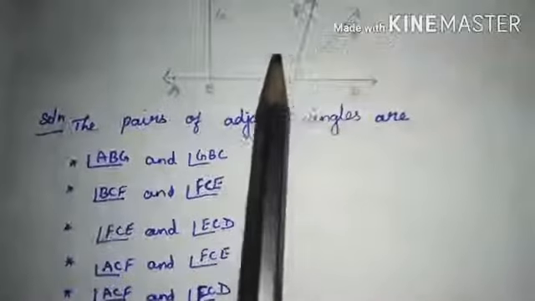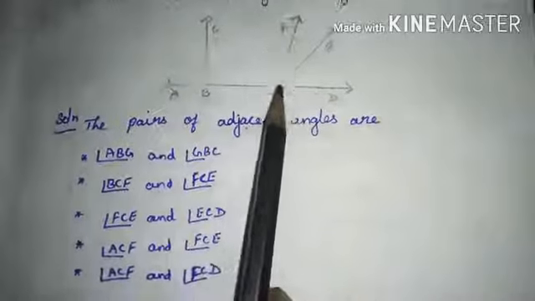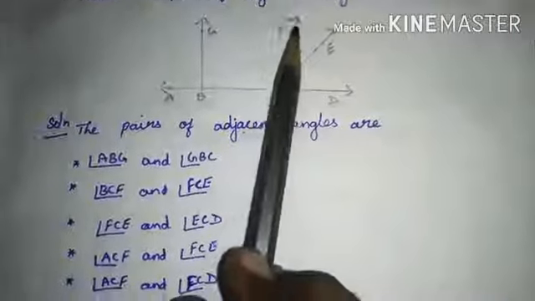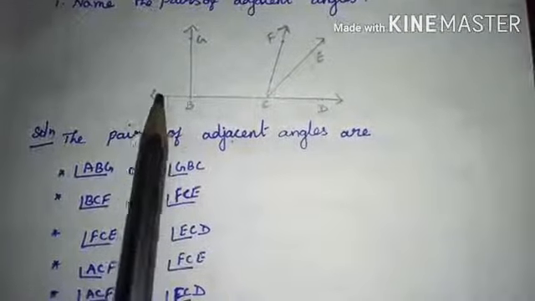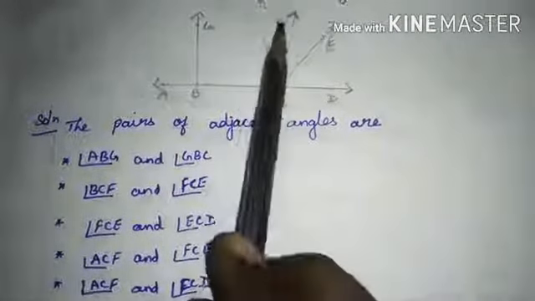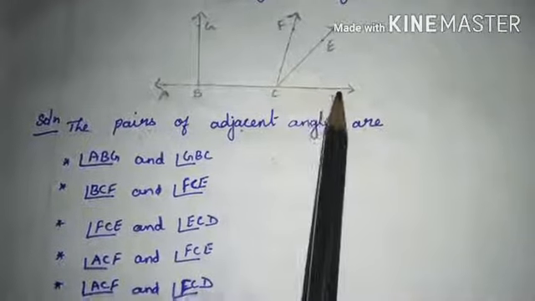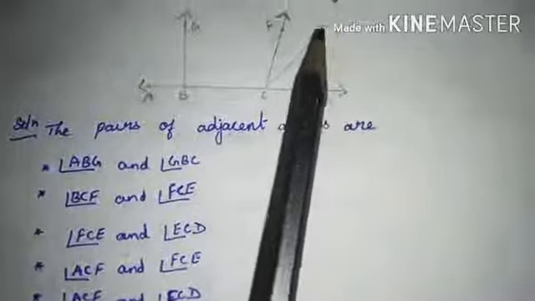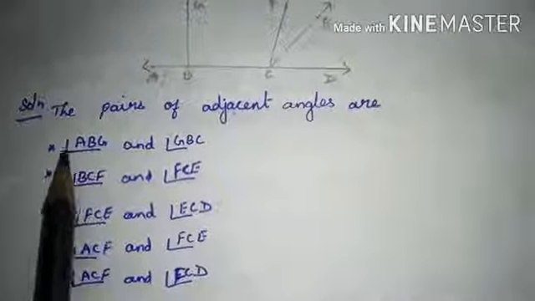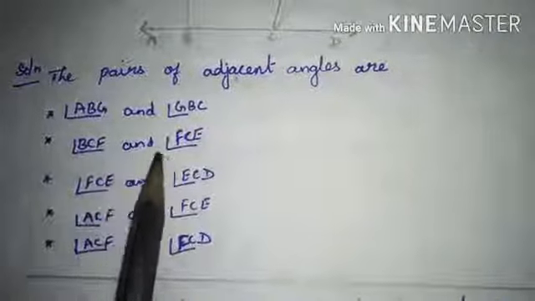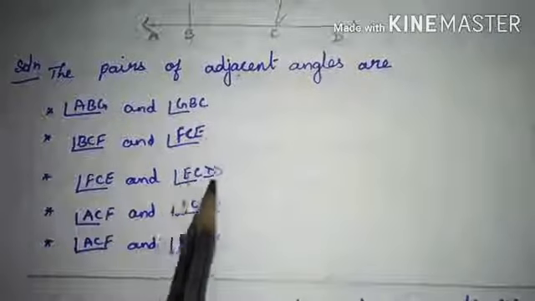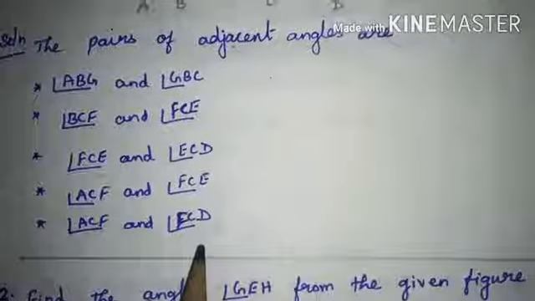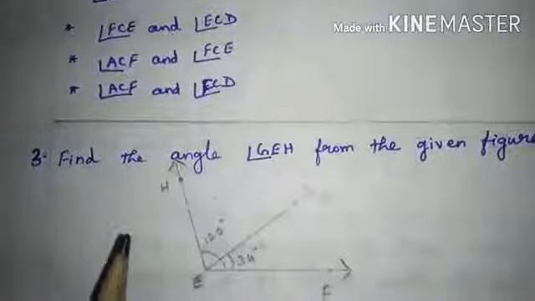Then one more is ACF and FCE. Here also C is a common vertex and CF is a common arm. In the same way, if we take ACF and FCD, C is a common vertex and CF is a common arm. Therefore, the pairs of adjacent angles are ABG and GBC, BCF and FCE, FCE and ECD, ACF and FCE, ACF and FCD.